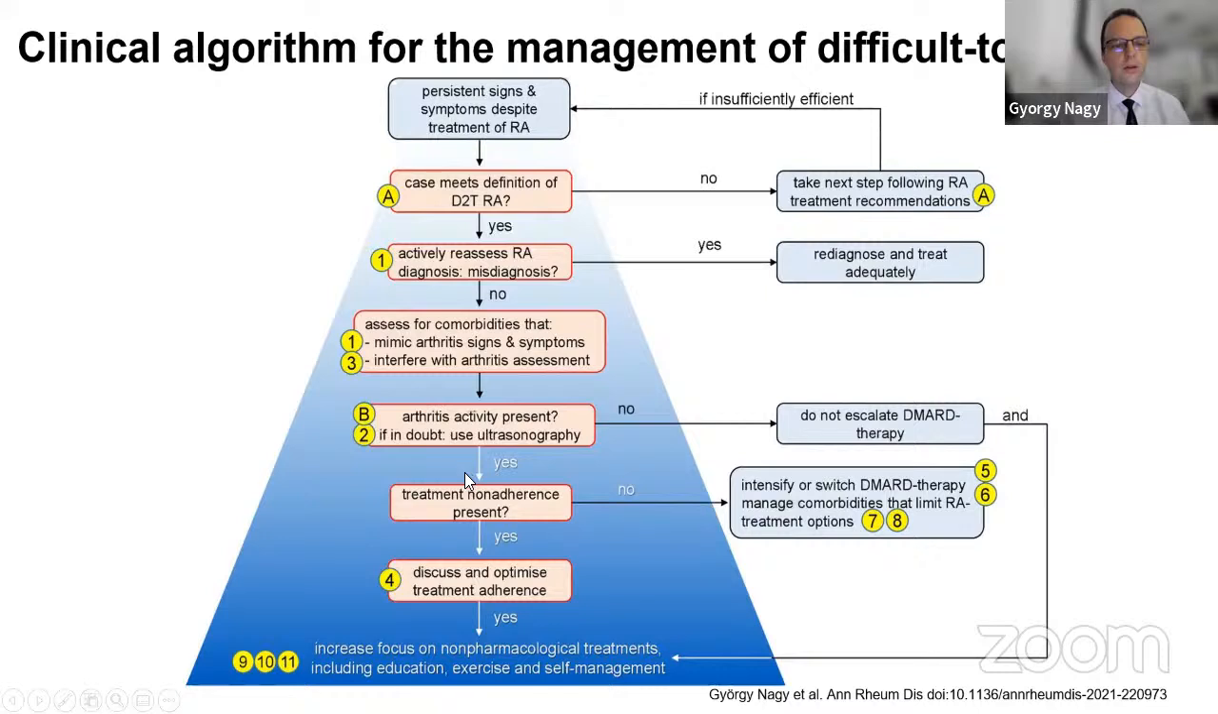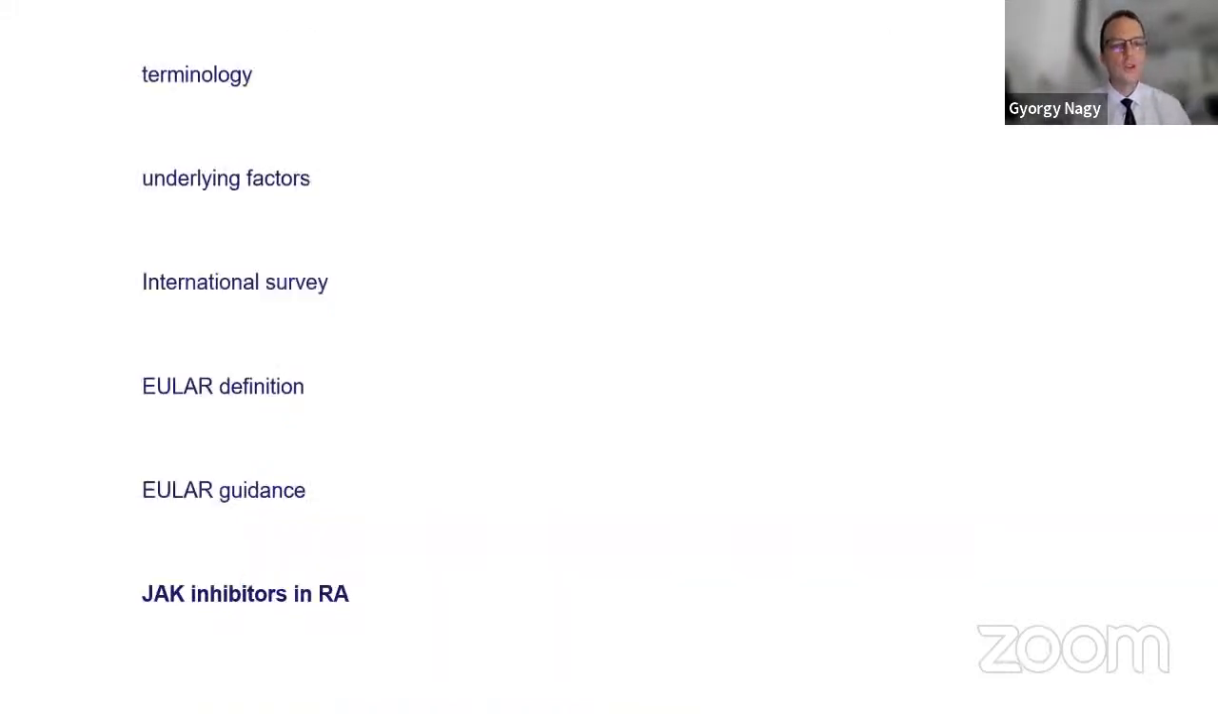But if there is considerable inflammation and the diagnosis is correct, and we went through all the points which were mentioned, then please evaluate treatment adherence. And if there are no adherence problems, that's the patient population where you should consider to either intensify or switch DMARD therapy and manage comorbidities that may limit treatment options. Otherwise, come back here and again optimize treatment adherence if there are adherence problems. And again, in all cases, please consider using non-pharmacological treatment options as well in all patients.